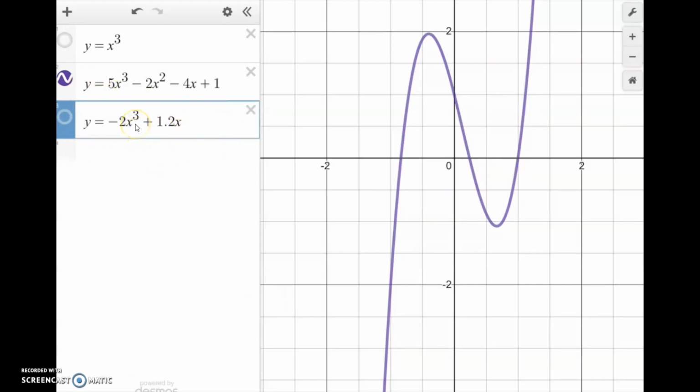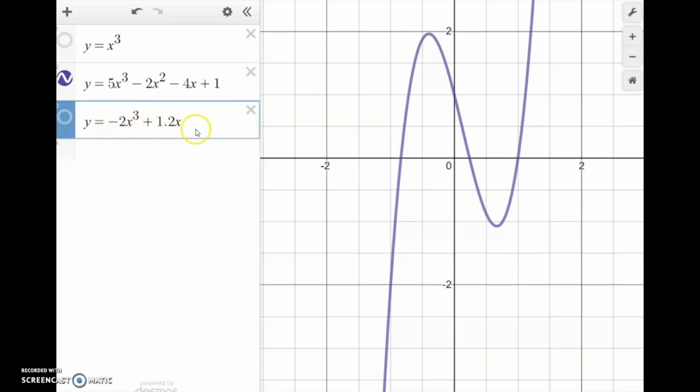And remember, the only rule to be a cubic function is your highest power in x is 3. It doesn't have to have these other terms, like this one doesn't even have an x squared term or a constant term. That's fine. As long as you've got your x cubed term, it's a cubic function. And here we have a coefficient that's 1.2. No problem. Your coefficients can be any real numbers. And for the first time, our leading coefficient is a negative number.